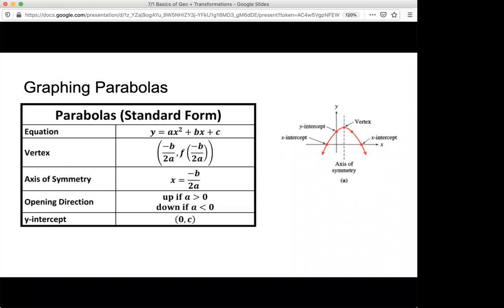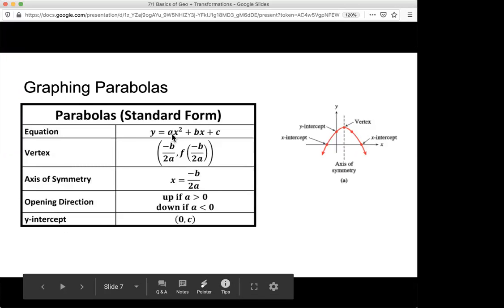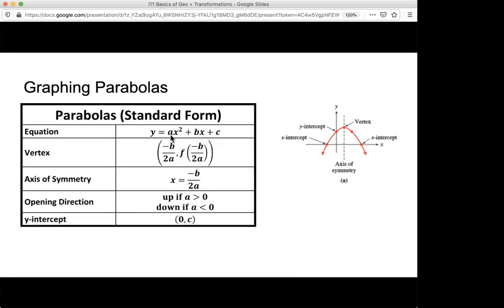Your axis of symmetry is, again, when you slice it in half, it should be symmetrical on both sides, and that's your x again. So when I talk about transformations, I'm also talking about how the graph looks, okay? So you see in this equation, a is in front of x squared, so it's going to be the determining factor of whether it's going to be wide or narrow.